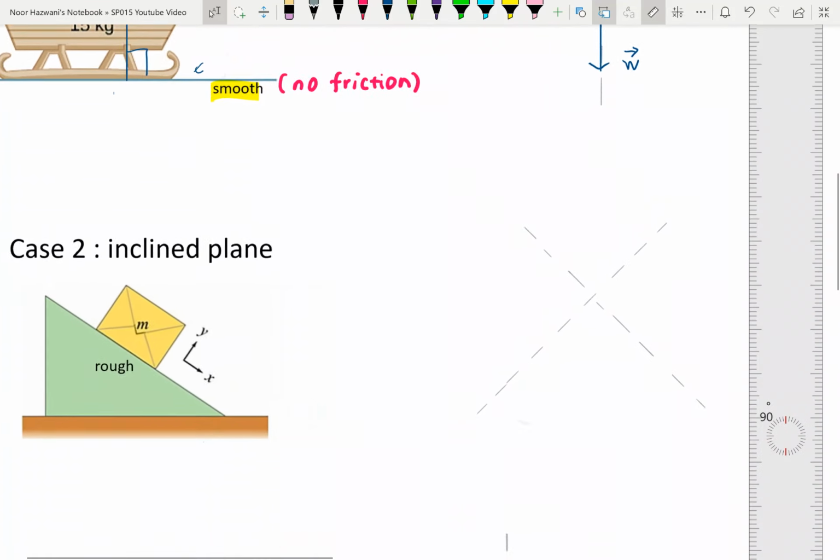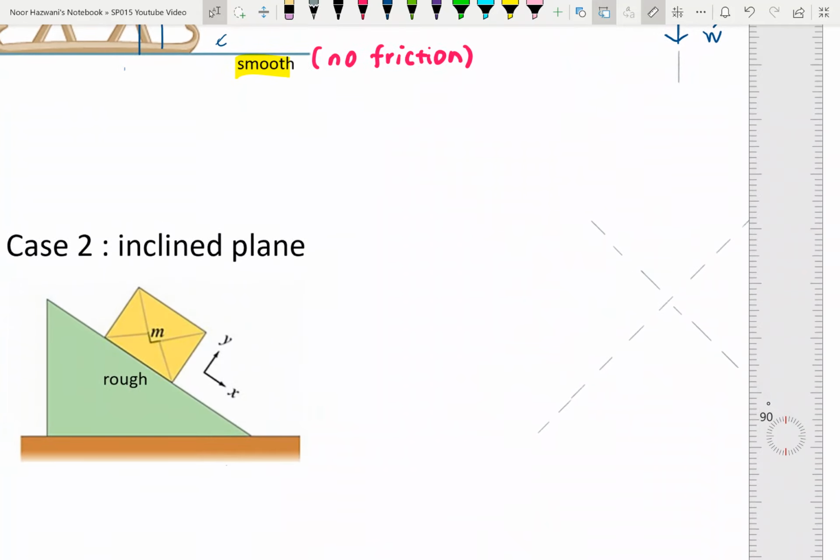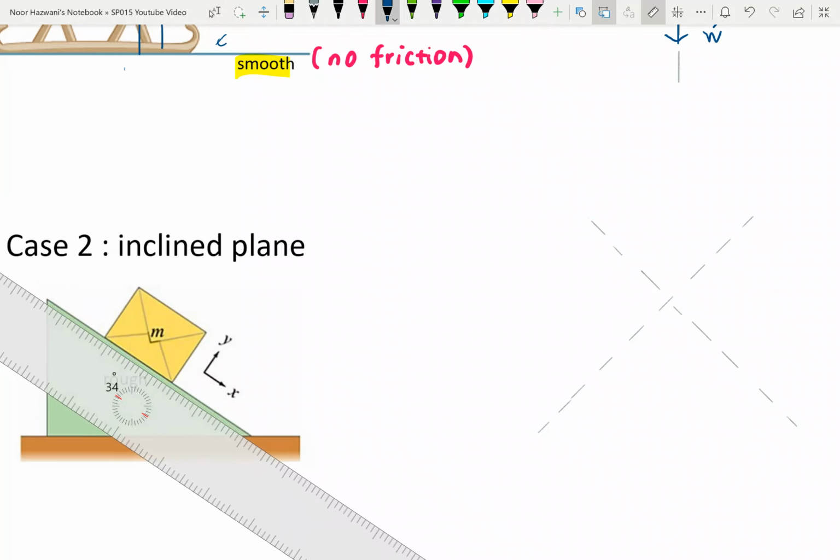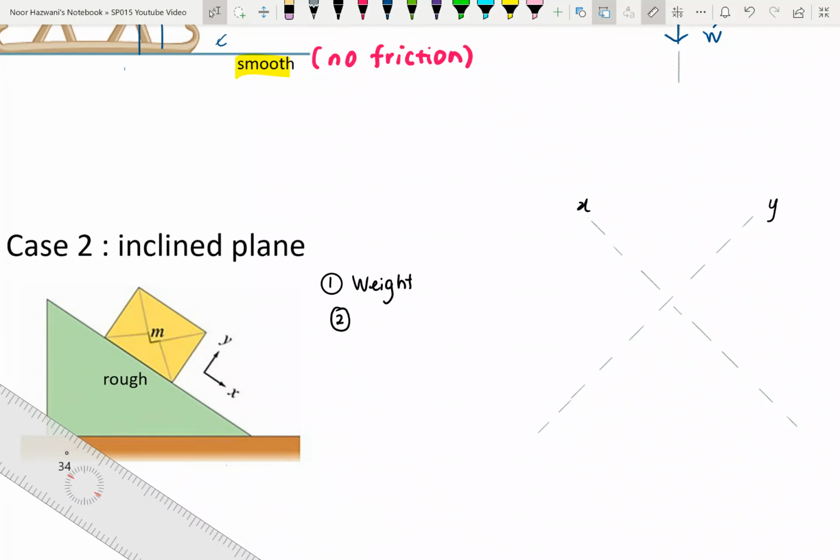Apa yang perasan, case number 2 ni, dia punya surface sekarang dah incline. So, bila dah incline, maksudnya sekarang Y and X you pun akan jadi senget lah. Okay. So, sekarang, okay, kita identify dulu step number 1. Kita identify all the forces that exist. So, paling senang mestilah weight kan? Okay, second. Okay, dia cakap rough. So, means ada friction. Tak ada tali, so no tension. And then kita mesti ada normal sebab dia ada sentuhan.